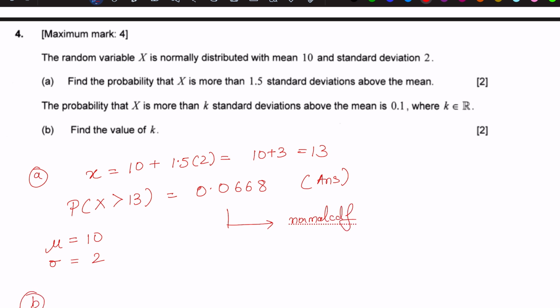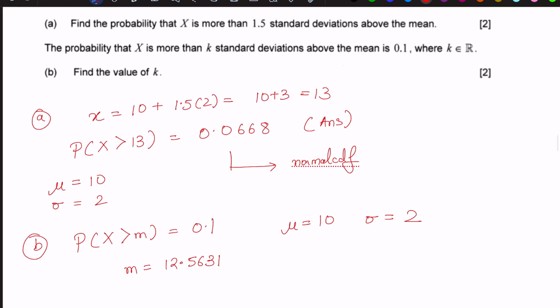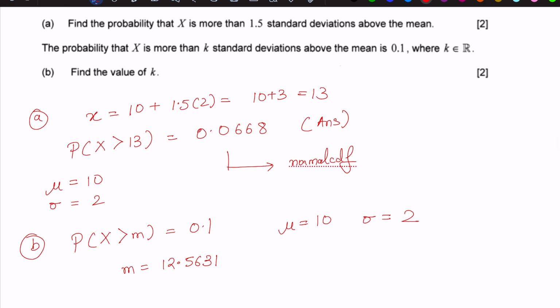The next one, probability that x is more than k standard deviations above the mean is 0.1. Find the value of k. So in this case, you have to use the inverse normal distribution. Basically, p of x greater than m is 0.1. Now you can use an inverse normal calculator. Your mean would be 10 and your standard deviation would be 2. If you do the right tail test, the value of m will be 12.5631.